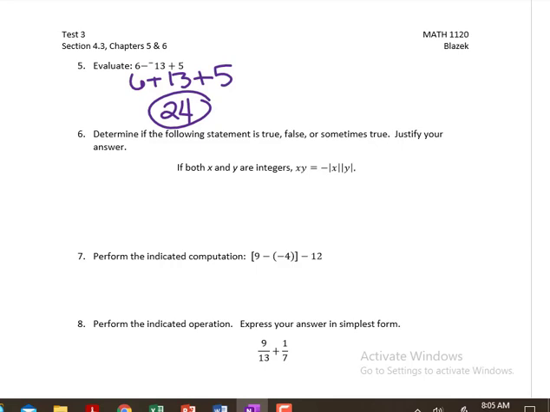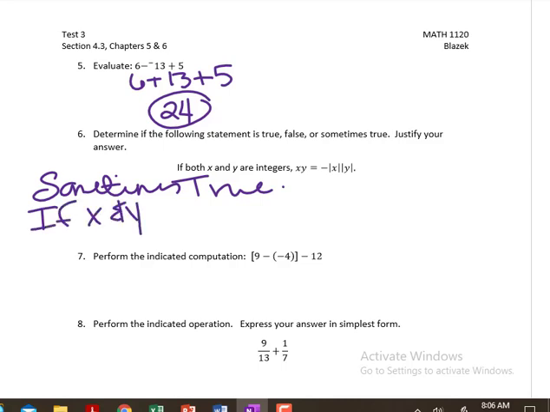Number 6, determine if the following statement is true, false, or sometimes true. Justify your answers. All right, well, it is sometimes true. Now, the reason it is sometimes true is that if x and y are both negative or positive, it is false.